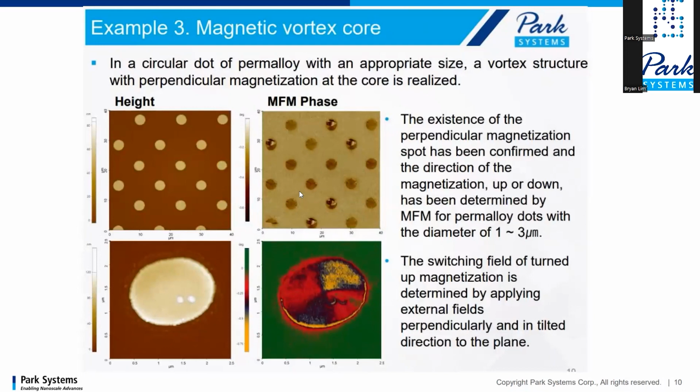So one more example is a magnetic vortex core. This is permalloy, and by MFM we are able to confirm the existence of this perpendicular magnetization. This is the zoomed-out image, the top one, and below is the zoomed-in image. If you zoom in to one of the dots, you can actually capture the magnetization in the phase channel.